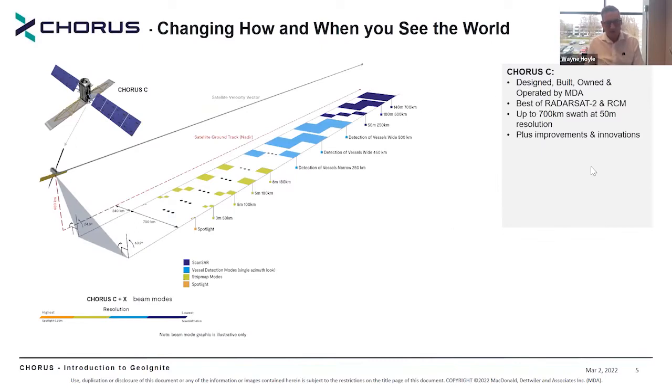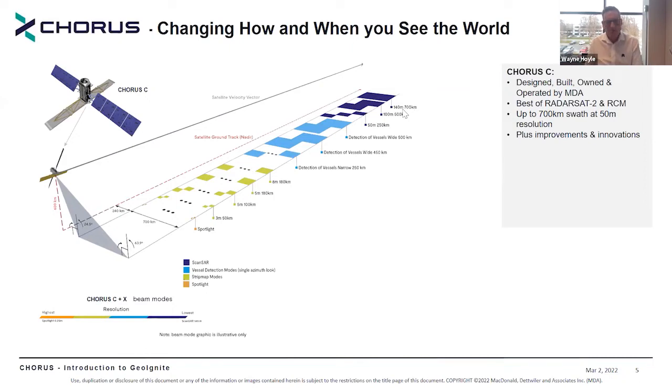What are the imaging modes? This is sort of a beam mode diagram, for those that have seen them with RADARSAT-2. At the very top here, we've got the 140 kilometer, the 700 kilometer swath. It says here 140 kilometers.